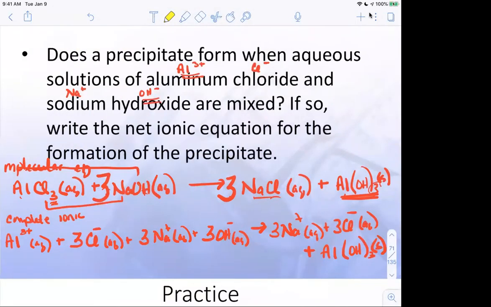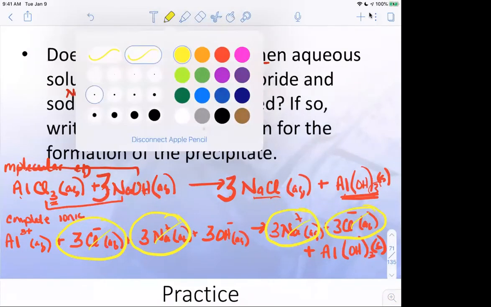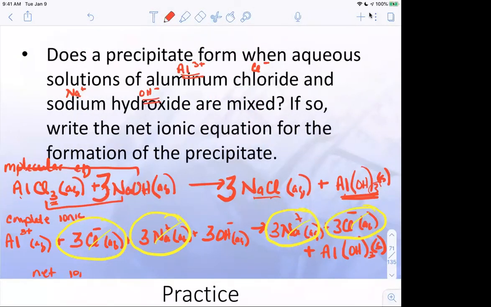Again, what is actually reacting and what is hanging around looking at me? My sodium is a spectator ion. My chlorine is a spectator ion. So they're all going to cancel. And for my net ionic, what I'm going to get is Al3+ aqueous plus 3 OH- aqueous goes to Al(OH)3 solid.